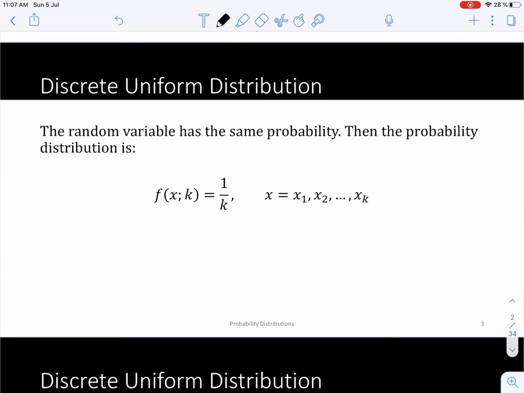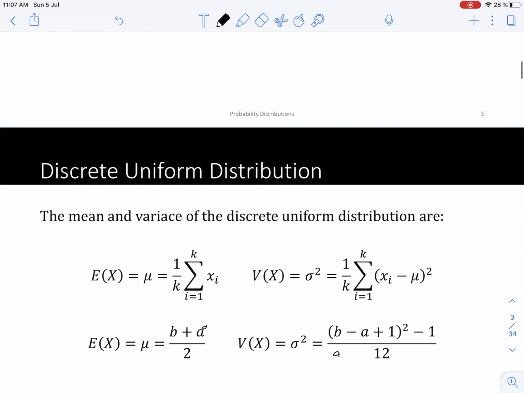Now, in the discrete uniform case, as the name indicates, uniform means that all the outcomes have the same probability. That's why when we find the probability mass function, PMF, for this probability distribution, it is going to be equal to 1 over k, where k is the number of possible outcomes. So if there are 5 outcomes, then it's going to be equal to 1 over 5, because all of them will get the same probability.